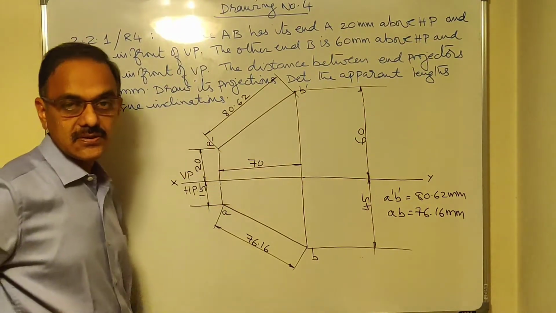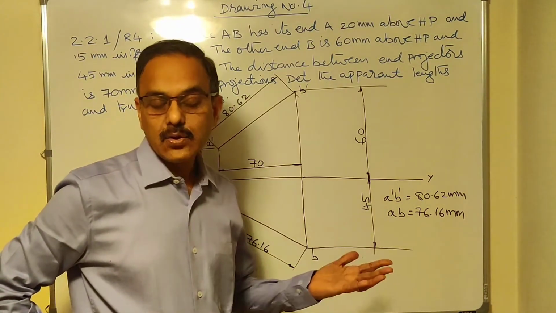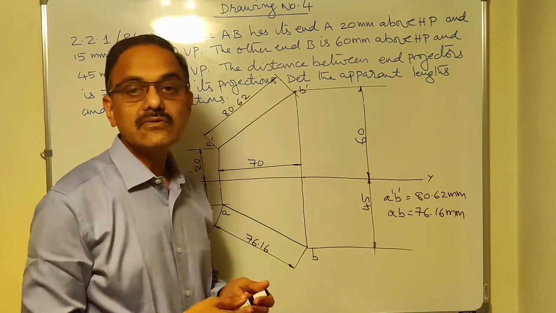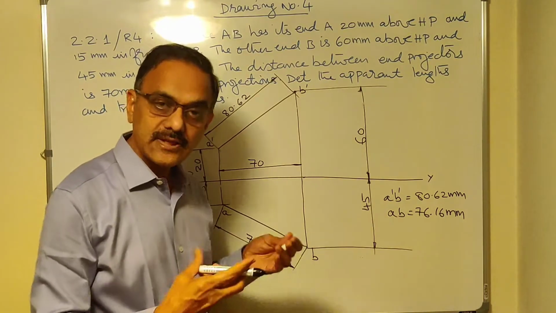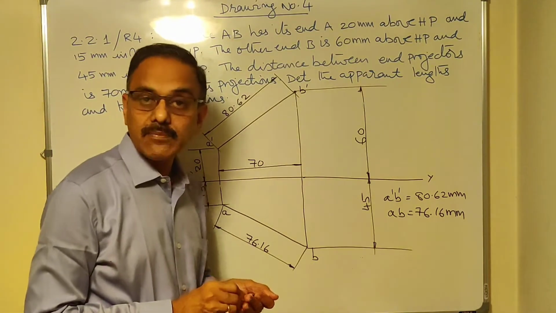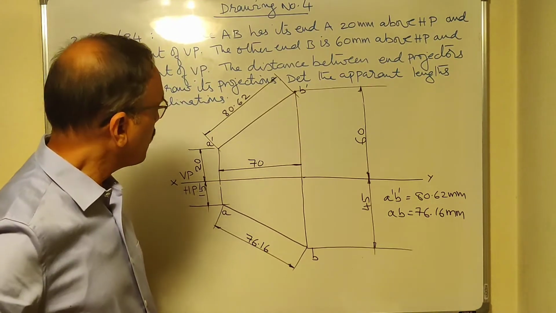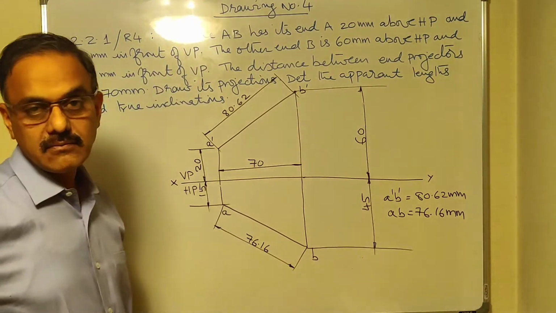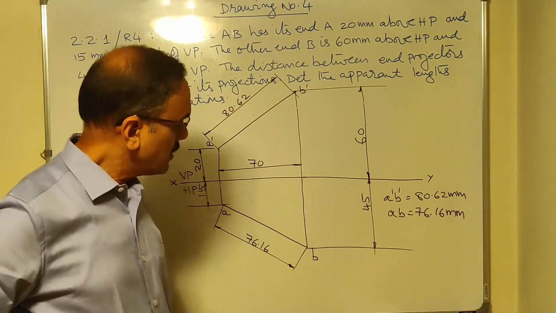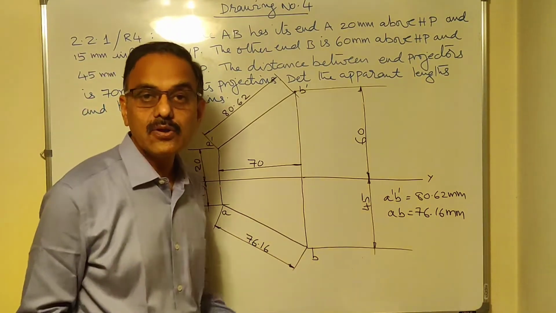Now true inclinations. What do you mean by true inclinations? Inclination of the true length with HP and VP are called true inclinations. Inclination of the true length, in other words, inclination of the actual line with HP is denoted by theta. Inclination of the line with VP is denoted by phi. This was already given to you in my last video. So your first aim is now to find the true length. Okay, both are apparent lengths. You have to find the true length, but none of them are parallel to XY. So you can't use the true length principle here. I am not able to use it.